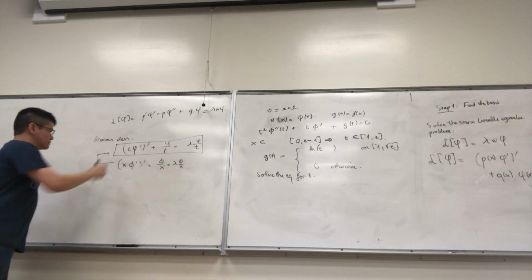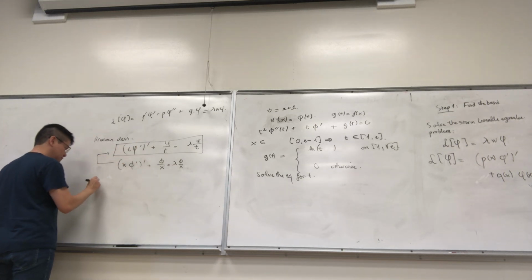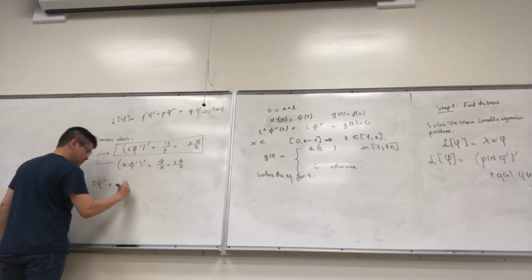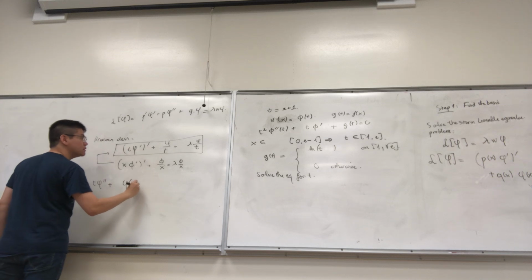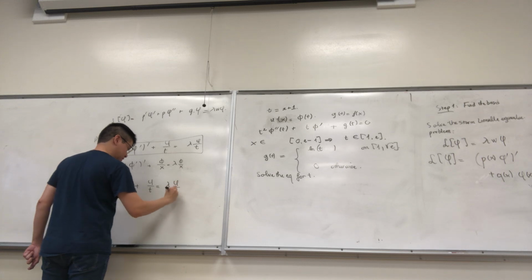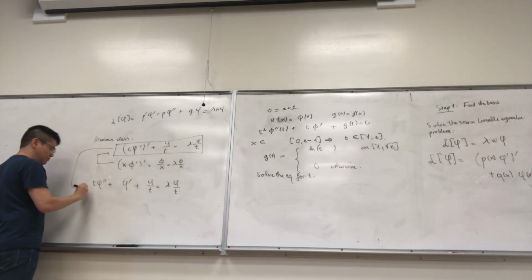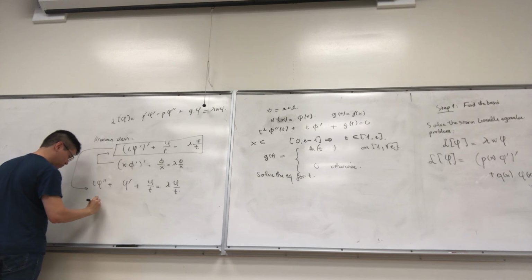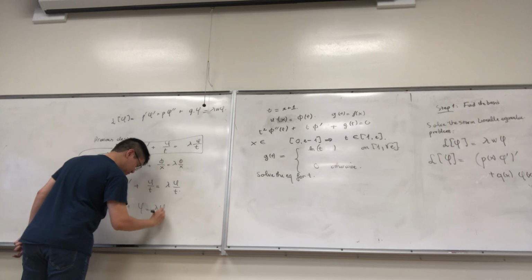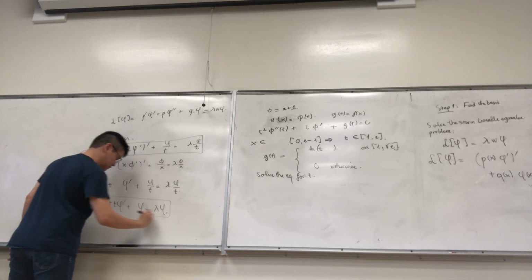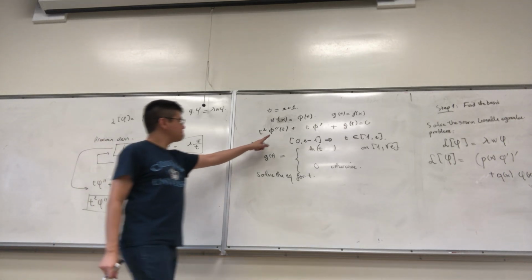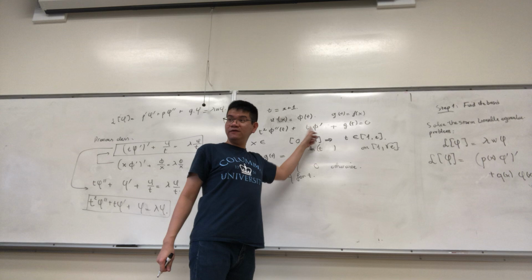So now I expand this guy. So I get t phi second plus phi prime plus phi over t is equal to lambda phi over t, right? So now I multiply this by t squared, so I have t squared phi second plus t phi prime plus phi is lambda phi, right? And so this is the operator that we have over there. Okay, it's clear.